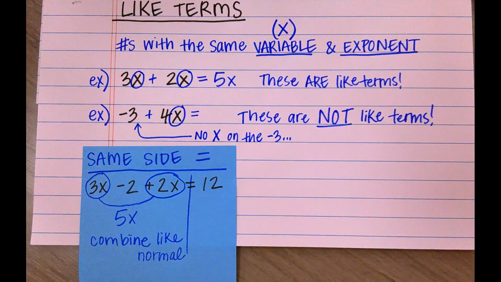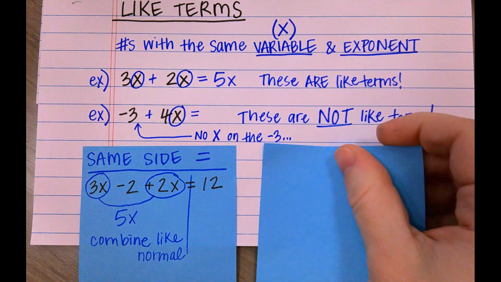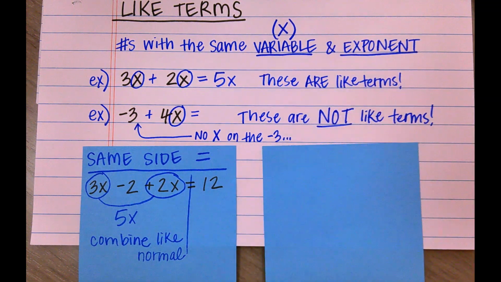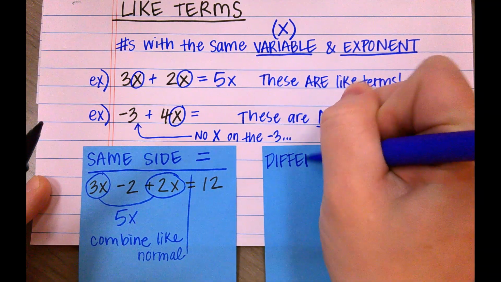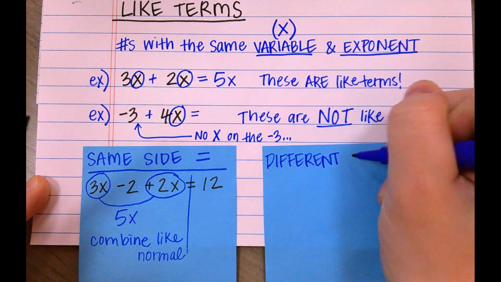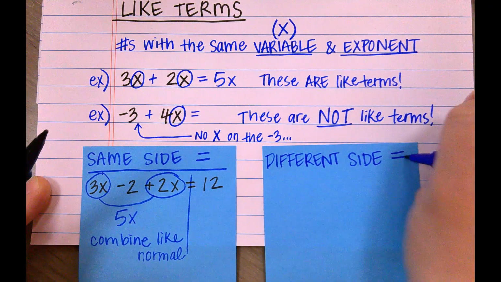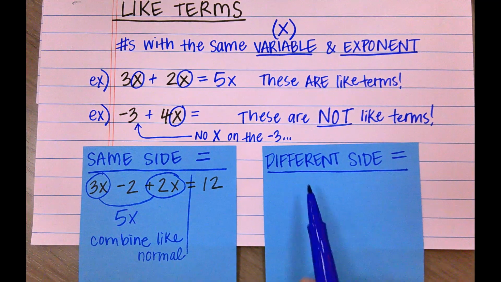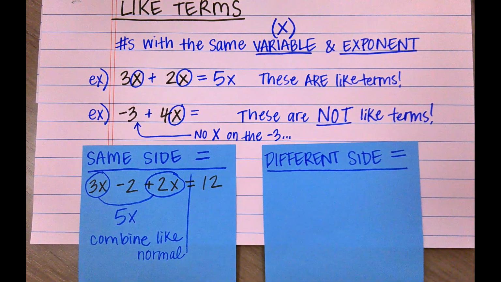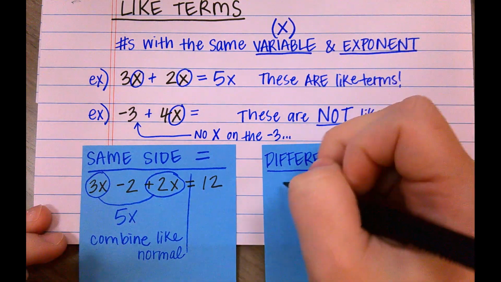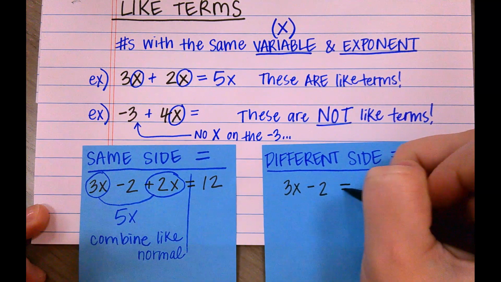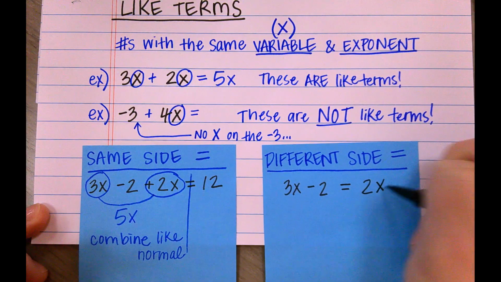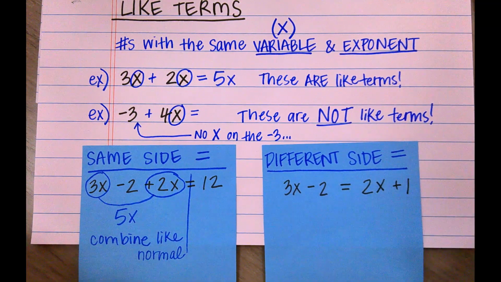Where it gets different is when they're on a different side of the equal sign. When they're on a different side, we have to do something different. So the example I'll give you for this would be 3x - 2 = 2x + 1, for example.